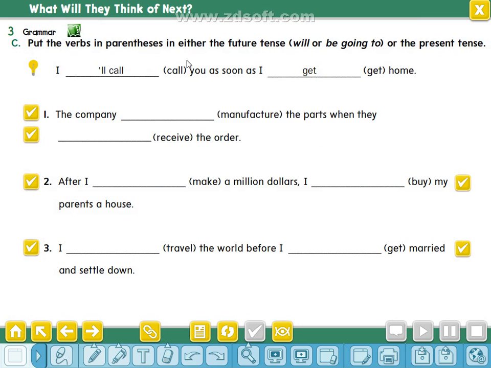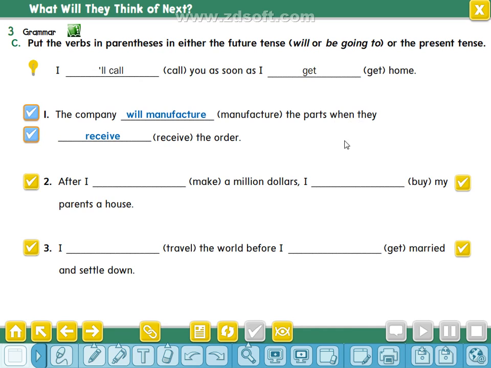Put the verbs in parentheses. Parentheses means brackets, in either the future tense, will or be going to, or the present tense. As you see here, we have time clauses: as soon as, after, before. These time clauses are followed by the present simple, and preceded by the future with be going to or will. I'll call you as soon as I get home. The company manufacture the parts when they receive the order. Manufacture, yeah, it will be will manufacture. That's right. Receive, yeah, after when we use the present simple.